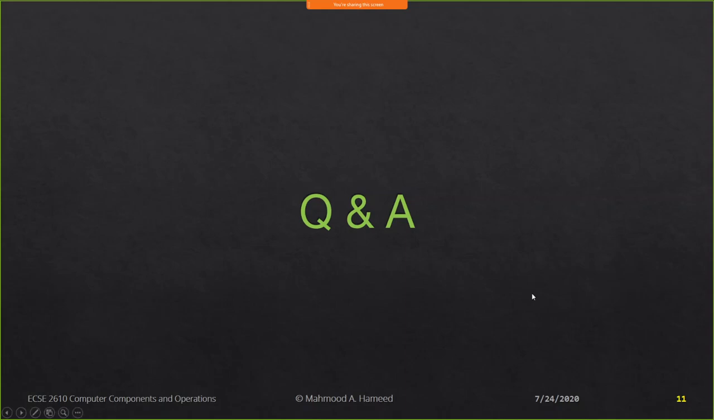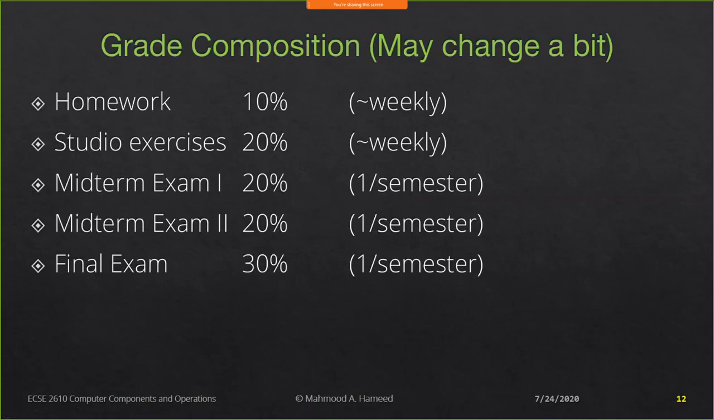Grade breakdowns. I have this in mind for now. Homework is on a weekly basis, an individual assessment. This is supposed to be done by each student individually, but you can discuss ideas with your friends in the class. That's worth 10%. Now these numbers that I'm showing you may change a little bit before the start of the semester, but this is what I have in mind at this moment.